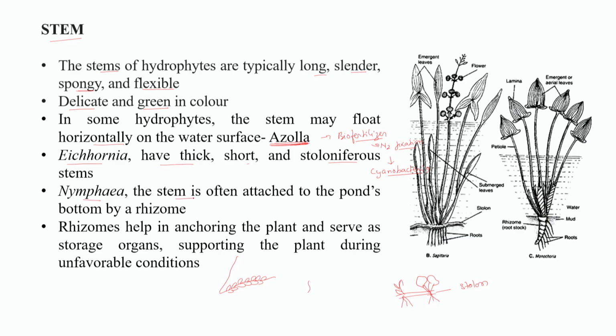In Nymphaea, the stem is attached to the pond and forms a rhizome. A rhizome is a horizontal modification of the stem from which leaves and the other upper branches come out. Rhizomes help in anchoring the plant to the soil, help in storage, and support the plant during unfavorable conditions.